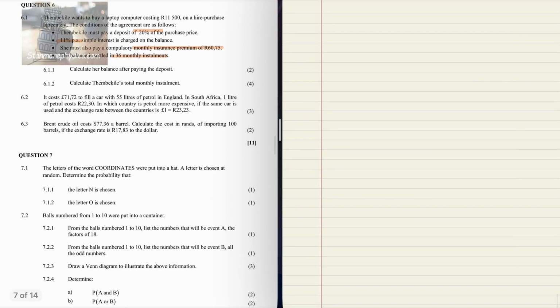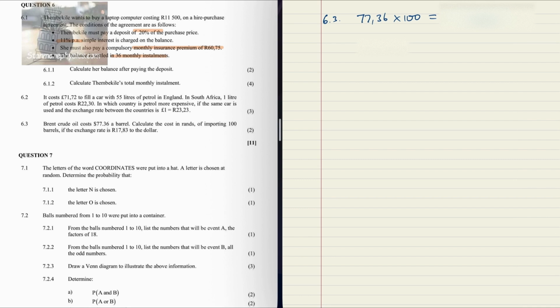Now let's take a look at question 6.3. Brent crude oil costs $77.36 a barrel. Calculate the cost in rands of importing 100 barrels if the exchange rate is 17 rand 83 cents. So here I'm going to first figure out what the cost in dollars is of 100 barrels. So 77.36 times 100, and that's equal to 7,736 dollars.